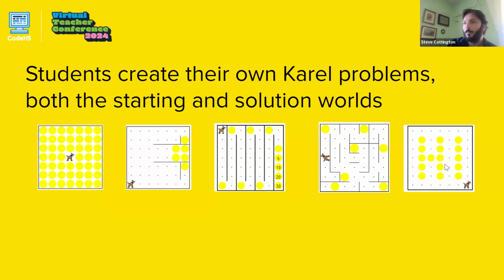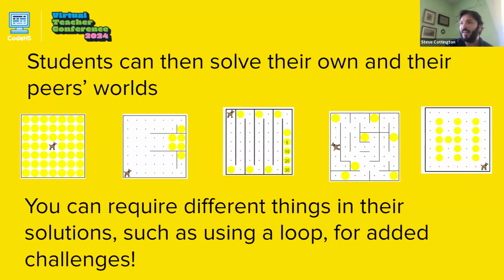I got a lot of hearts, but kids actually set up where the tennis balls are, where the walls are, what Carol's going to have to do, where Carol's going to face. And then you as the teacher, you can require different things in their solution. So you can be like, all right, make your own world. But then when you solve it, I need you to use a for loop. So kids are then confronted with, okay, how do I use a for loop here? How do I use a for loop in this one? Depending on what you're teaching, what that current unit is.